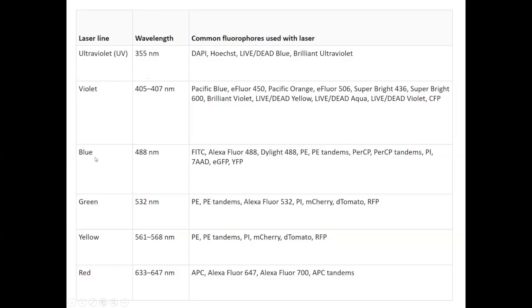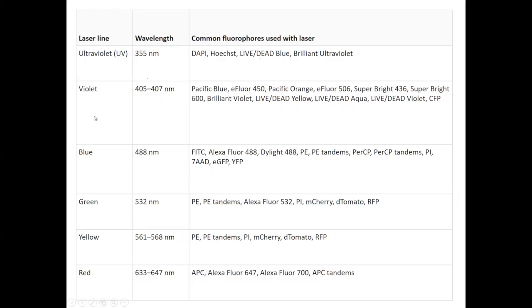Then you have the blue laser, the green laser, the yellow laser, and the red laser, right? The most common laser used in a flow cytometer is the blue laser. If you take older machines like a 4-color instrument, they use the blue laser. The next most common one is the red laser. So if you take a 6-color or an 8-color instrument, they use blue and red, right? Then if you go for a 13-color, the third laser which is commonly used is a violet laser.